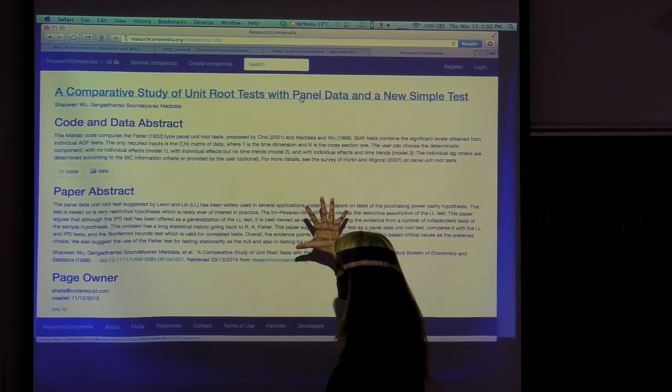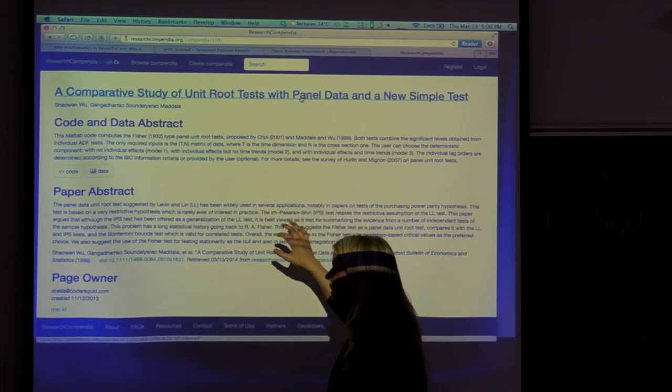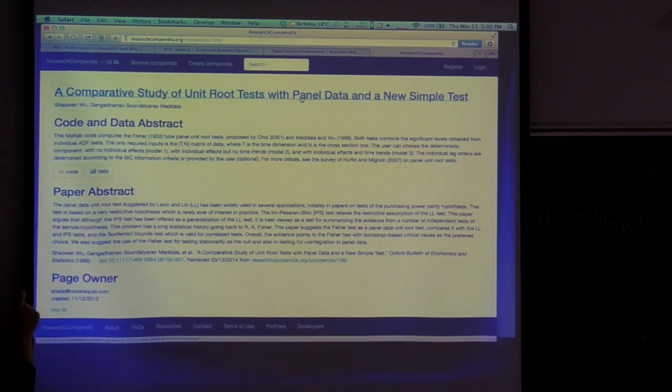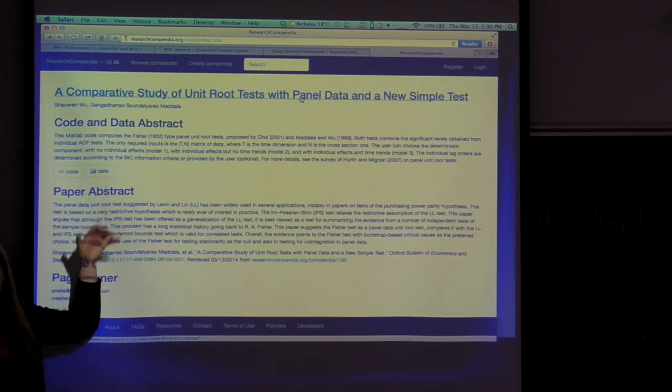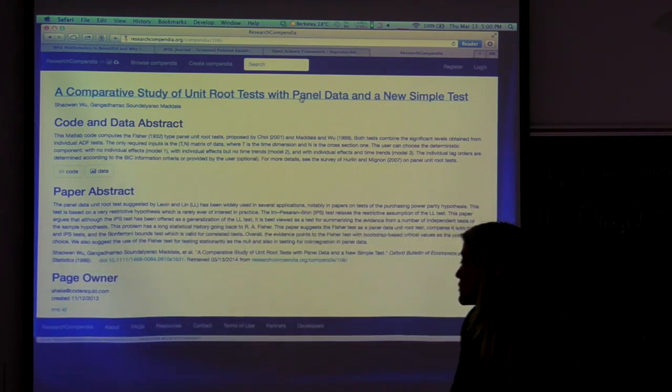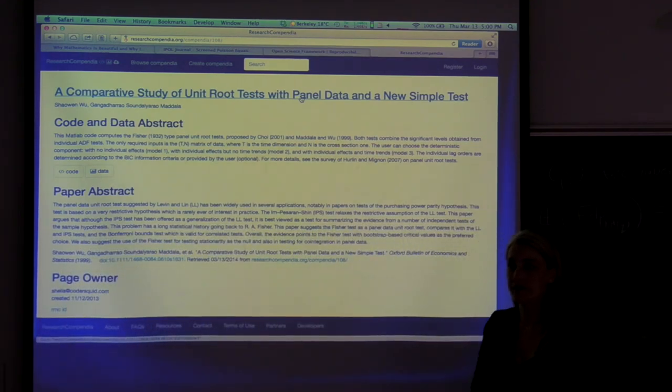And then this one is really dedicated to accessing code and data. You can see here, you can download code and data that are associated with that paper, and there's an abstract around code and data, and then the paper abstract. The authors of the code may be different than the paper authors, so there's more flexibility here.